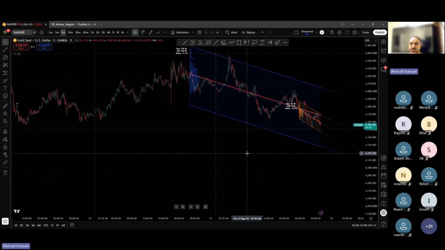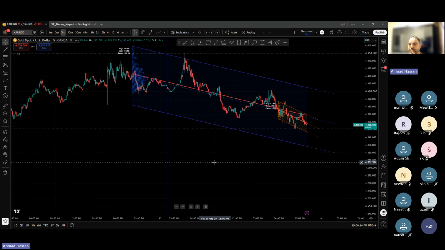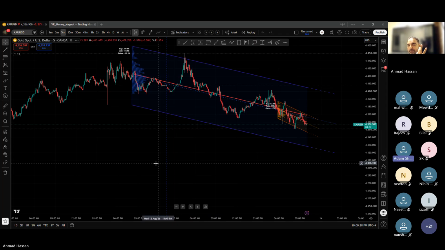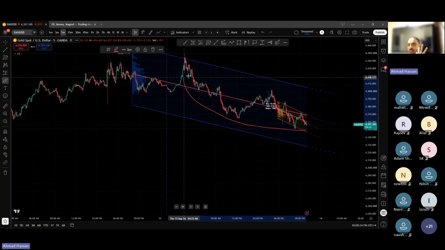Okay, now this is a 5 minute chart. Can anybody tell me, will you do a buy or sell here? Market is in between the center of both the centers. So will you do a buy or sell? People are saying buy. I wouldn't do anything myself. Why? It's in the center of the range.